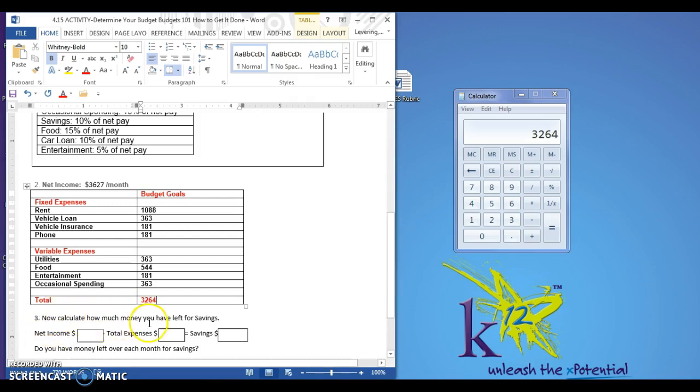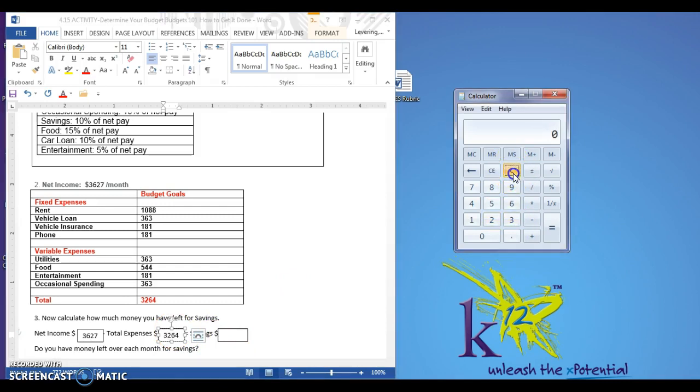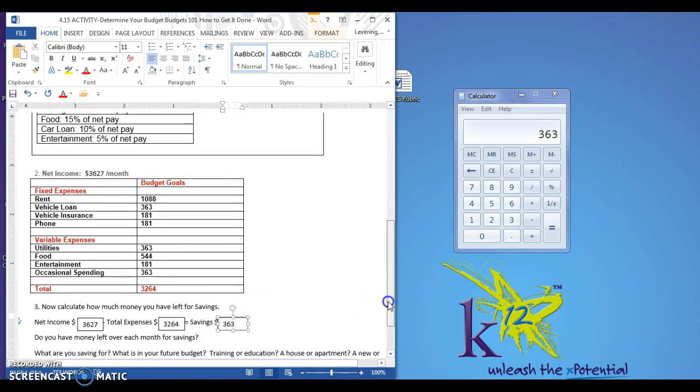Now, calculate how much money you have left for savings. I take my net income and I subtract from that my expenses. So I come over here to my calculator. My net income minus my monthly expenses gives me $363 that I've not spent. So money that is left over from your net income minus your expenses, you should put towards savings. So in this case, I have $363 left over.